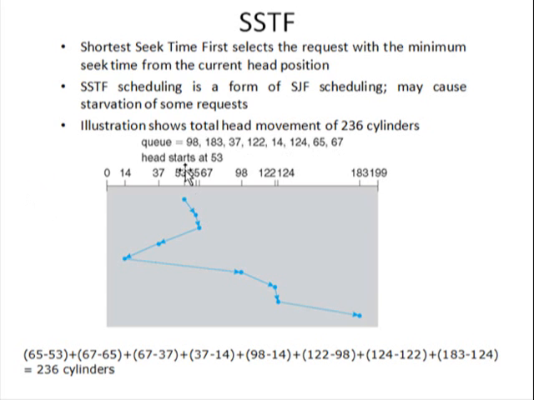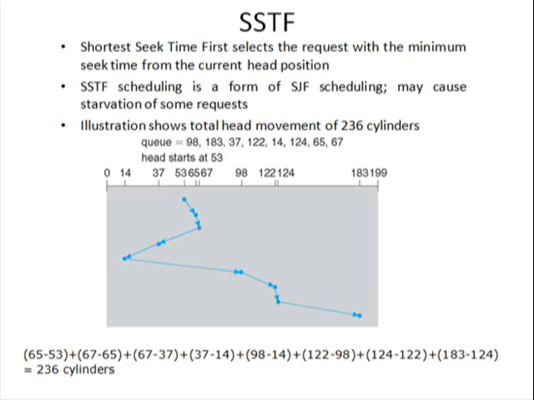So the movement is from 53 to 65, then 65 to 67, then 67 to 37, then 37 to 14, then from 14 to 98, then 98 to 122, then 122 to 124, and lastly from 124 to 183. This movement again needs to be calculated, to determine the head movement in terms of cylinders. As we have seen for FCFS, we'll do the same procedure for the SSTF algorithm.